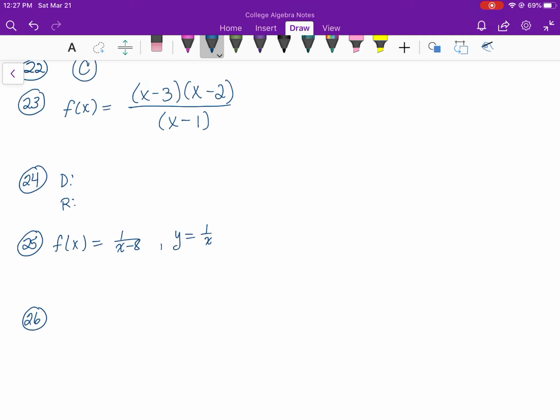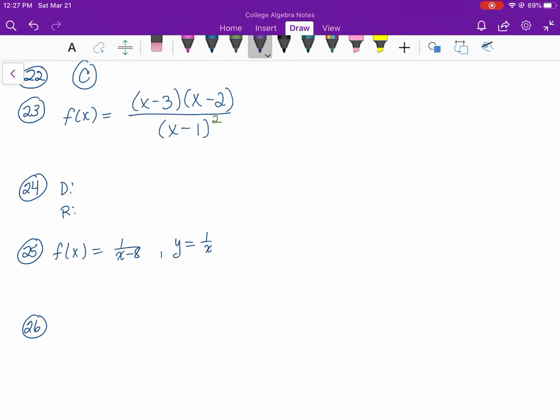So I'm going to try something here. I'm going to square this, and I know that's going to give me 6 then for a y-intercept. Now, the degree here on the top is 2. The degree down here is 2. If I compare leading coefficients, I'll have the horizontal asymptote y equals 1. So the answer is B.